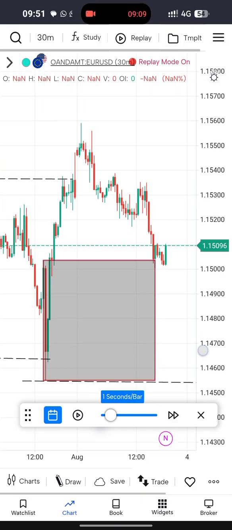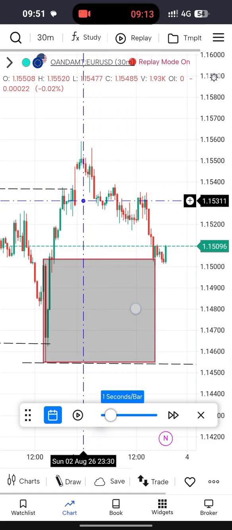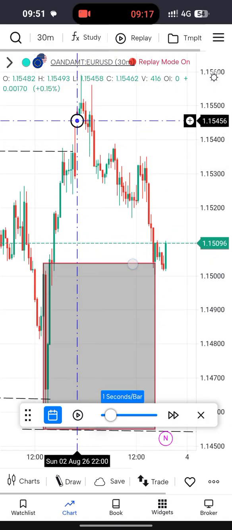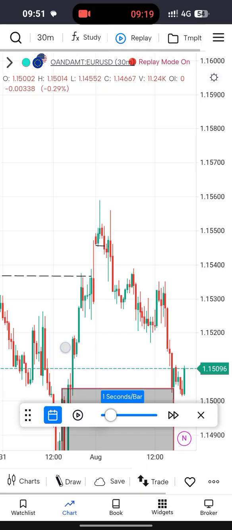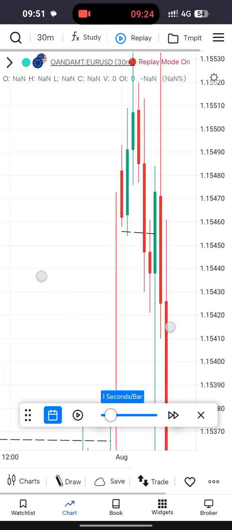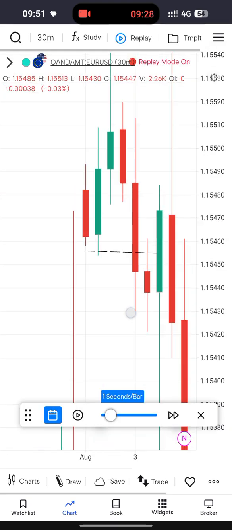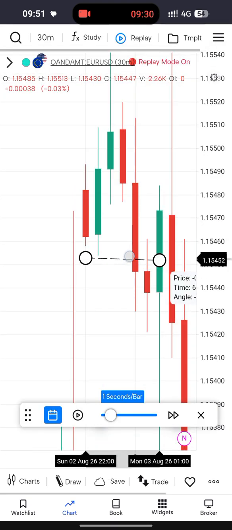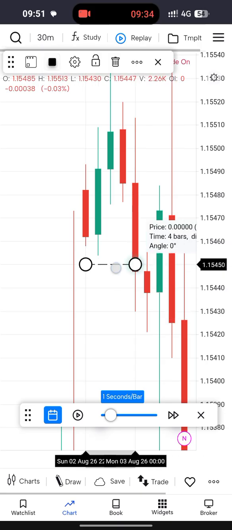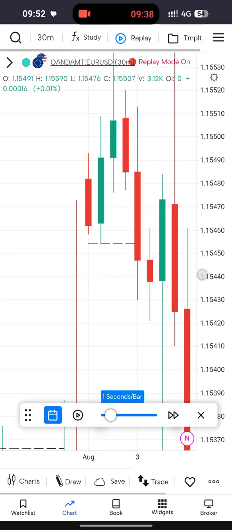Now let's mark it out properly. This is the inducement. Wait, is it the inducement? This is the inducement here because there's a pullback here. Let me show you. Let me zoom in. See, as you can see, this green candle swept the low of this red candle. So don't interrupt me. So there is a pullback here. Do you understand?